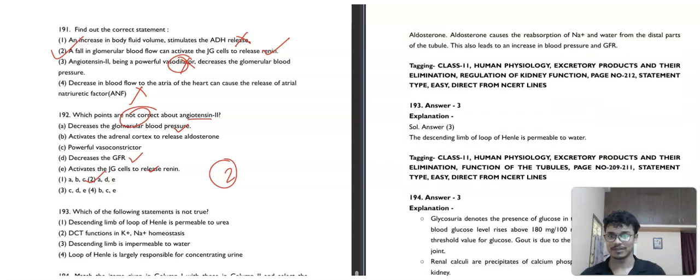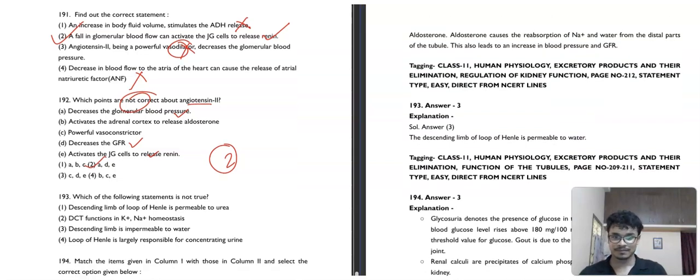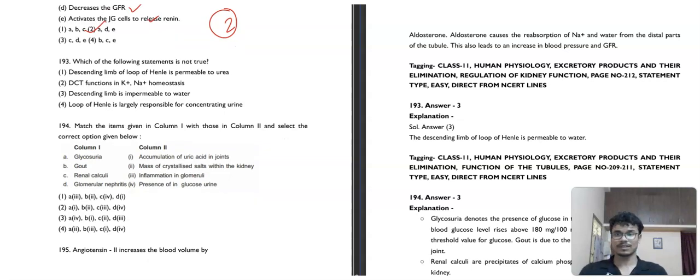Question number 193. Which of the following statements is not true? That is the same, the incorrect thing. The descending limb of the loop of Henle is permeable to urea, correct. And DCT functions in Na plus K plus homeostasis. Okay, it is also correct. And the descending limb is impermeable to water? No. The descending limb of the loop of Henle is permeable to water.